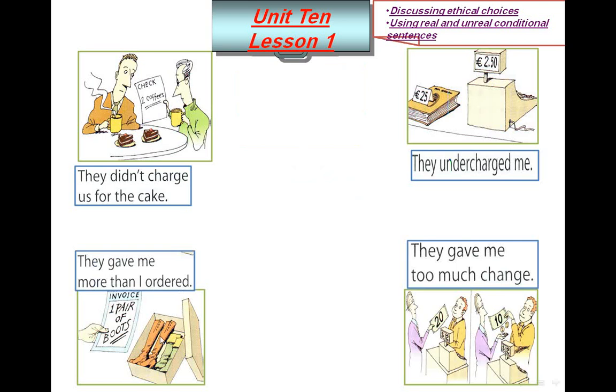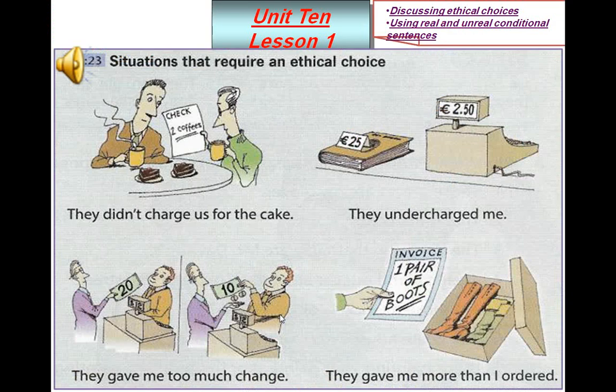He said 1 pair of boots. Actually, we gave him 2 pairs of shoes. These are called situations that require an ethical choice. They didn't charge us for the cake, they undercharged me, they gave me too much change, they gave me more than I ordered.